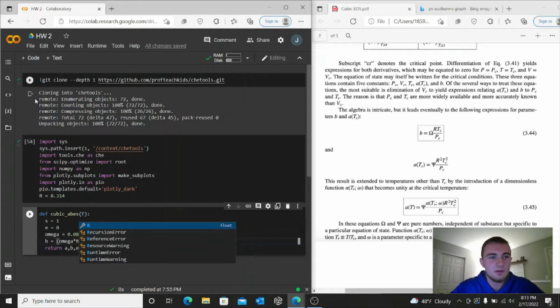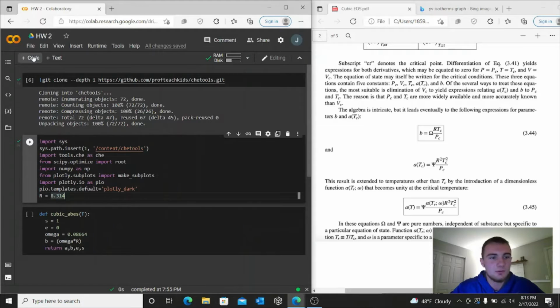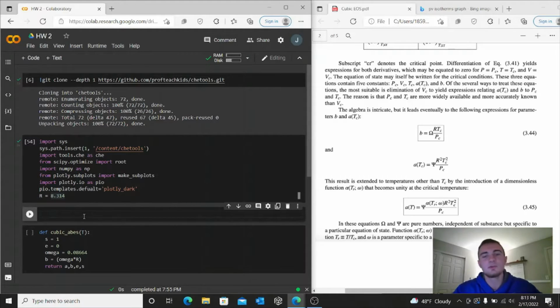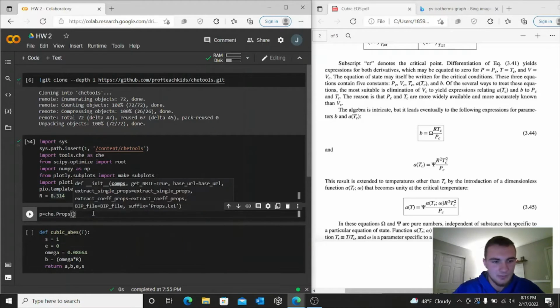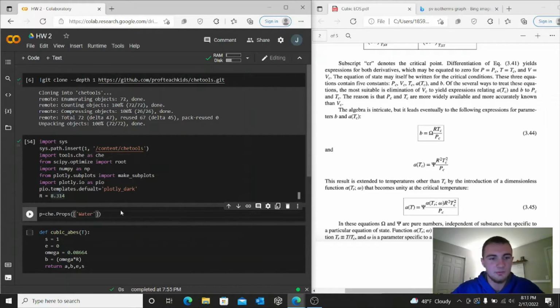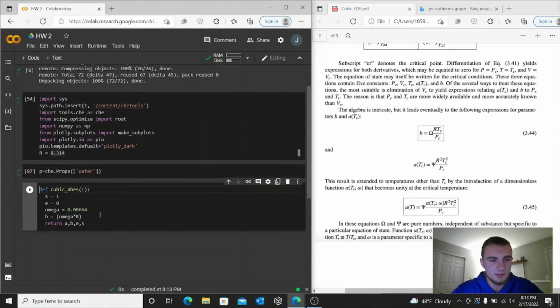So I'll go in and add a line of code. In order to access the data that will get us things like the critical temperature and the critical pressure for water, we'll call this variable P, and we'll have to access it. So our CHE, and this will be prop, and the substance that we'll want to call in will be water. The water will be the substance that we want to get information from. So I'll go ahead and press Shift Enter there.